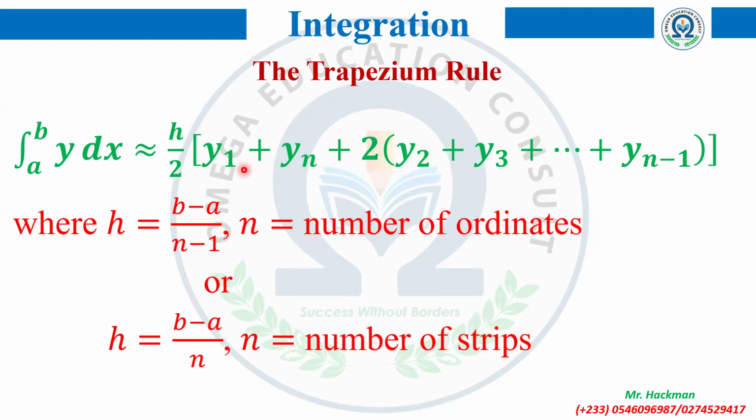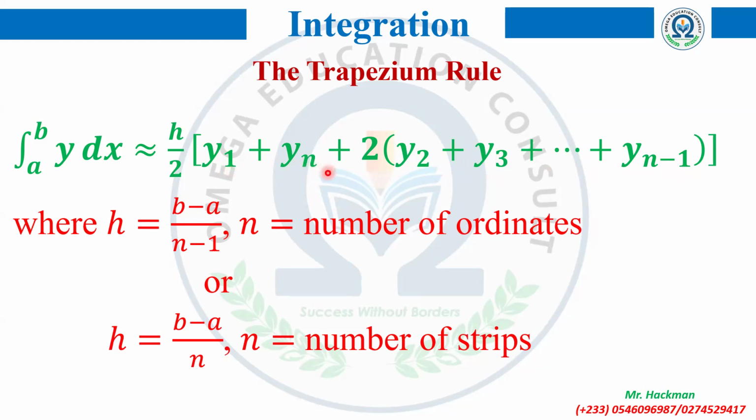We know that from y sub 1, you go to y sub 2, to y sub 3, up to y sub n, and before y sub n, there should be y sub n minus 1. So these y's that you have here are the y's between your first y and your last y, that is y sub 1 and y sub n.